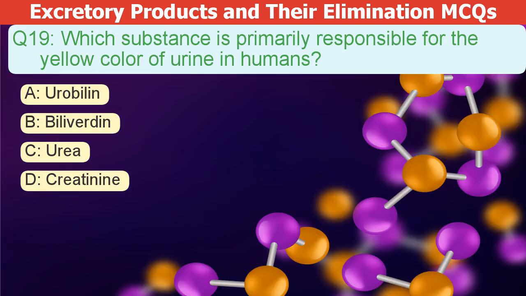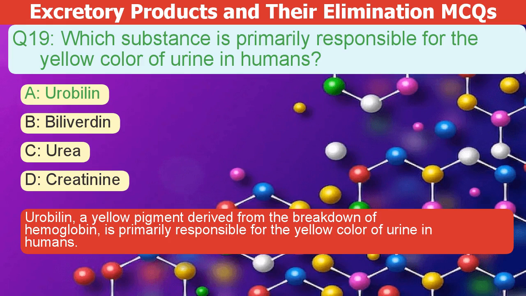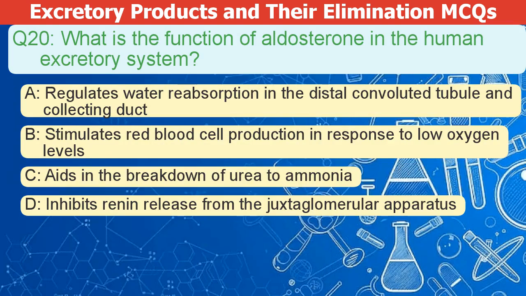Which substance is primarily responsible for the yellow color of urine in humans? A. Urobilin. B. Biliverdin. C. Urea. D. Creatinine. The correct answer is A. Urobilin, a yellow pigment derived from the breakdown of hemoglobin, is primarily responsible for the yellow color of urine in humans.